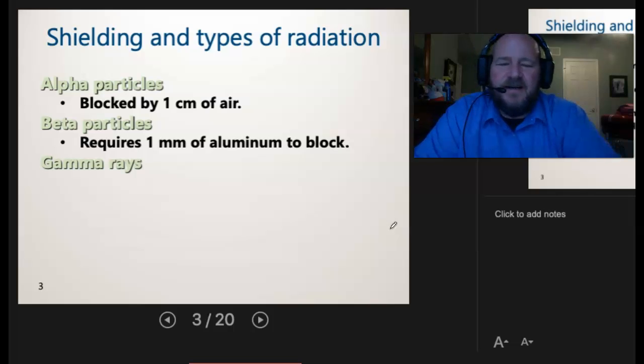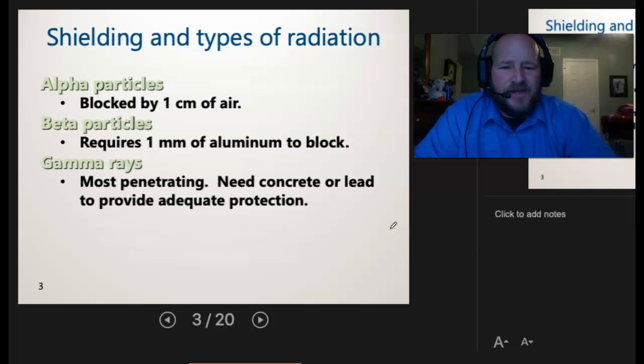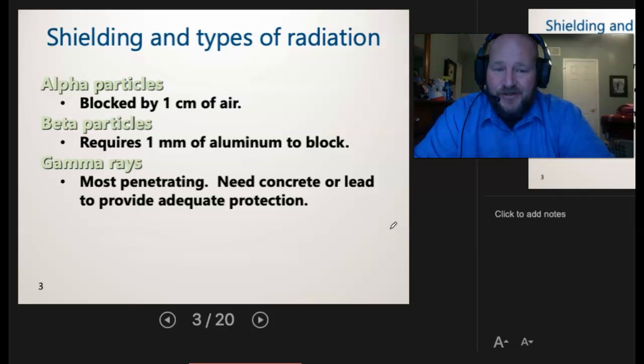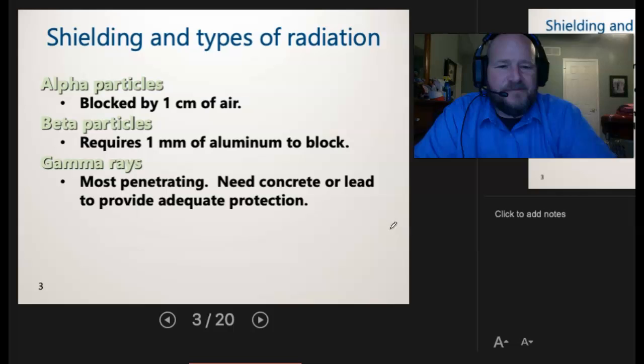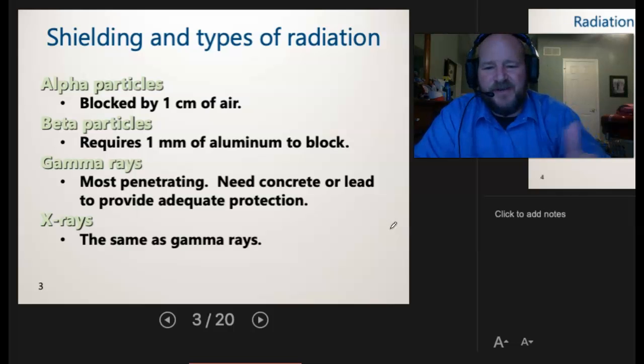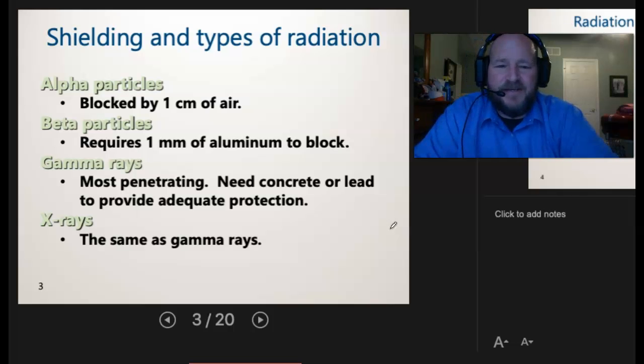Last but not least are gamma rays. Gamma rays are the worst, right? Remember, they're not stopped by charge and they're not very big. They move fast and have lots of energy because they are energy. They're not attracted to anything and they're small. So all kinds of penetration, all kinds of damage. You need concrete or lead to provide adequate protection. An X-ray is right up there with a gamma ray. That's why we have the lead blankets when we're looking at X-rays. So X-rays, same as gamma rays, high radiation.